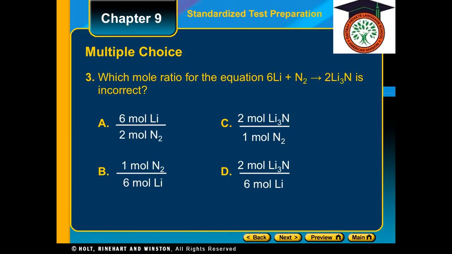Which mole ratio for the equation 6Li plus N2 resulting in 2Li3N is incorrect? Perfect. 6 moles of Li over 2 moles of N2, because the correct ratio is 6 over 1. 6 lithium moles reacting with 1 nitrogen mole resulting in 2 moles of lithium nitride.